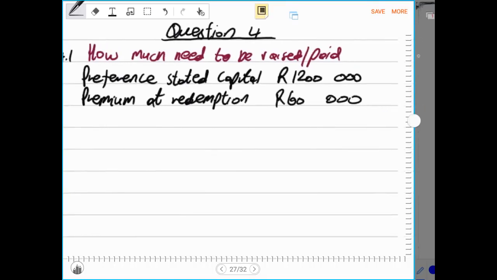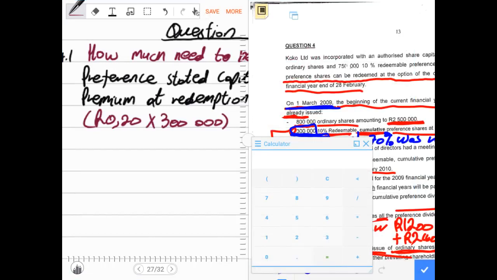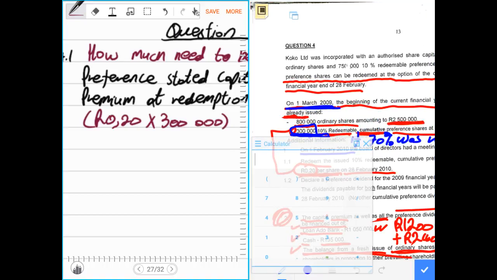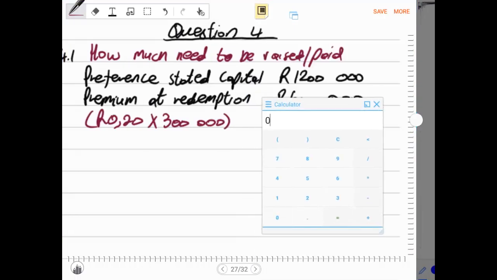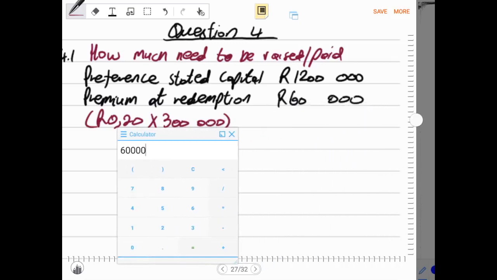How do we calculate the premium? Remember, the premium will be calculated from the number of shares because our premium was given in rands. Our premium was 20 cents, 0.20, times the number of shares that are being redeemed. In this case, all the 300,000 shares were being redeemed. Meaning it will be 300,000 times 20 cents. Therefore, this means it will be 60,000 rands. That will be our premium that I've already recorded.